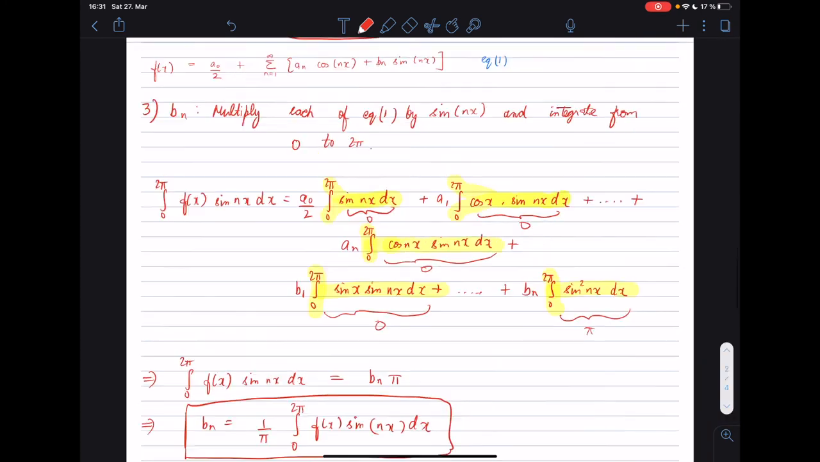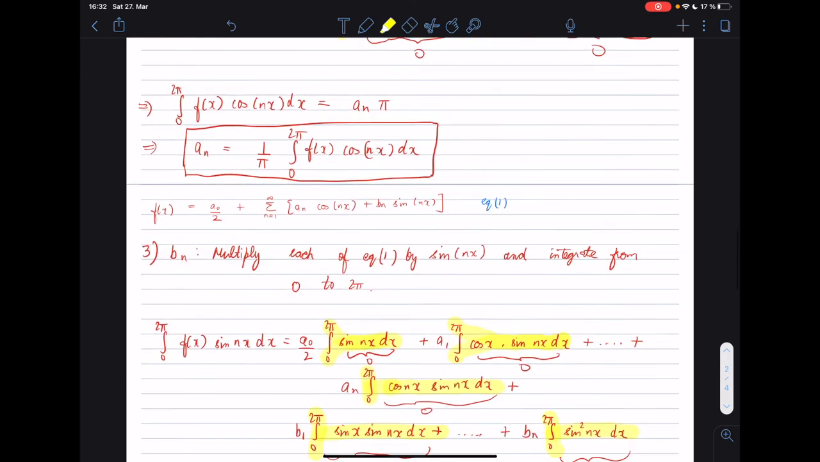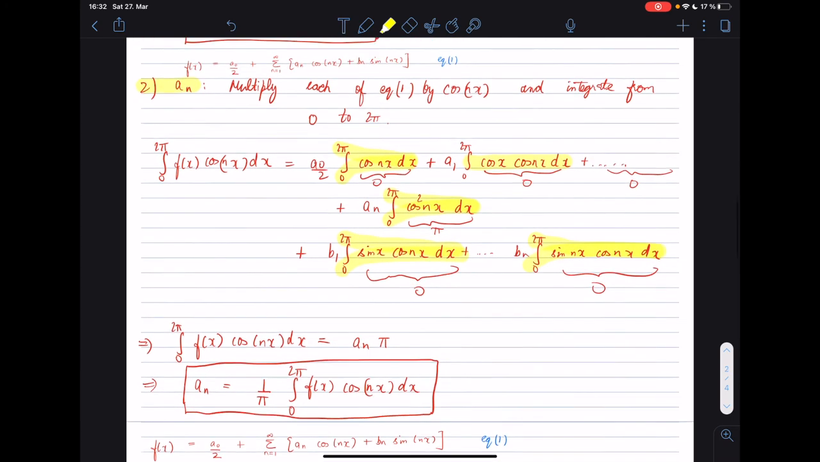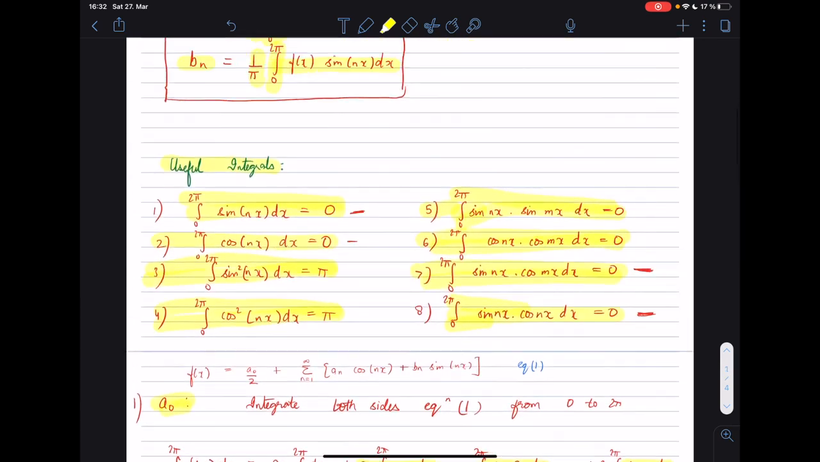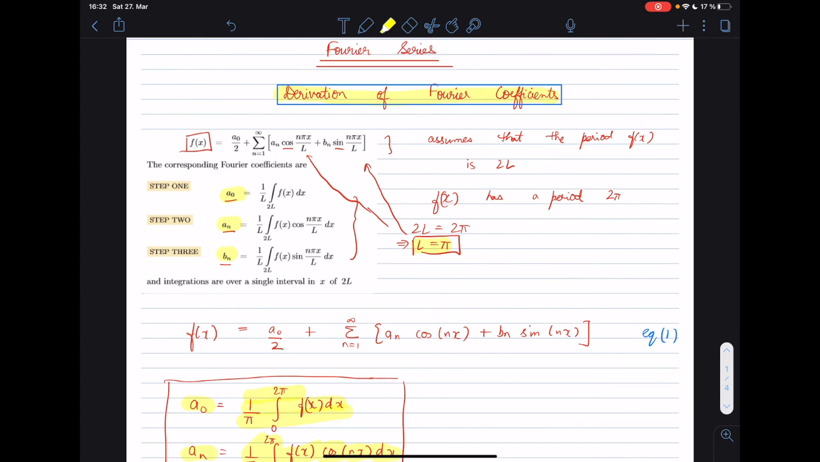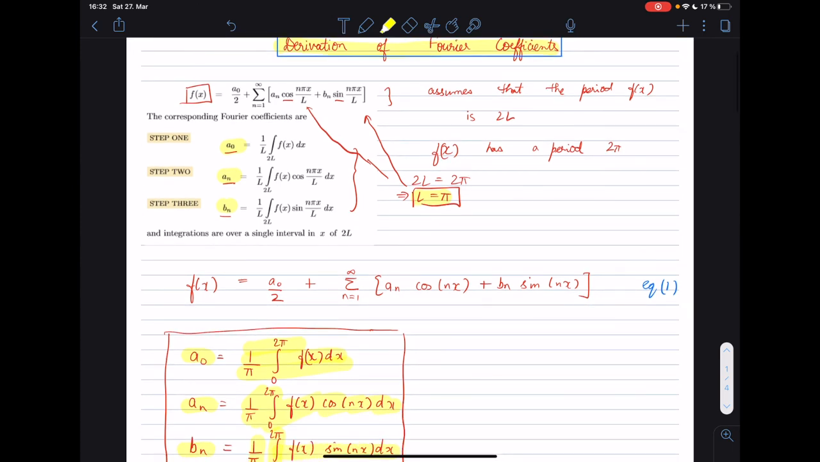If we look at the formula that we had earlier on, we had bn equal to 1 over pi integrated from 0 to 2 pi f of x sine nx dx, and that is what we have derived over here as well. So that is how you derive the Fourier coefficients a naught, an, and bn. I hope I was able to make the process clear and explain it well, and you find it useful.